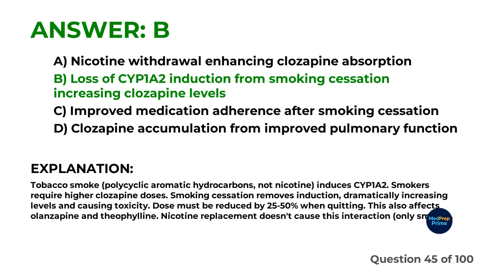Correct answer, B. Tobacco smoke, polycyclic aromatic hydrocarbons, not nicotine, induces CYP1A2. Smokers require higher clozapine doses. Smoking cessation removes induction, dramatically increasing levels and causing toxicity. Dose must be reduced by 25 to 50% when quitting.